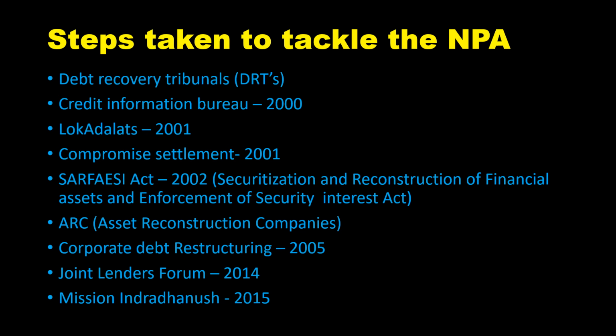And next step taken is joint lenders forum. That means it is like a group of banks. All the public sector banks joined together and formed a group. They called it joint lenders forum. In 2014, it was created by the inclusion of all the public sector banks whose loans have become stressed. Stressed means, for example, it is going to be a non-performing asset. So all these banks came together and formed a group. They called it joint lenders forum.